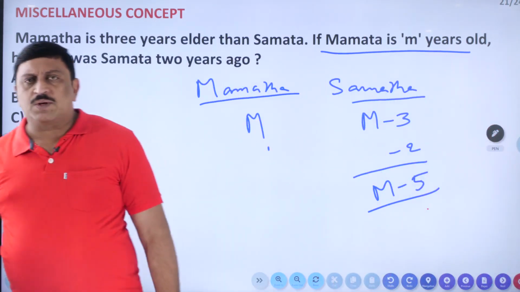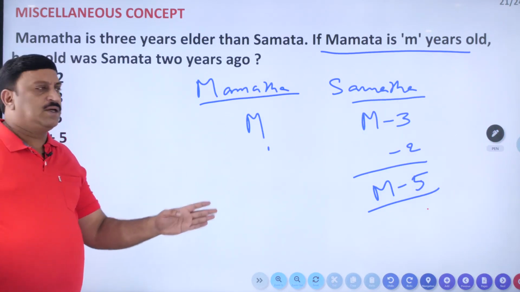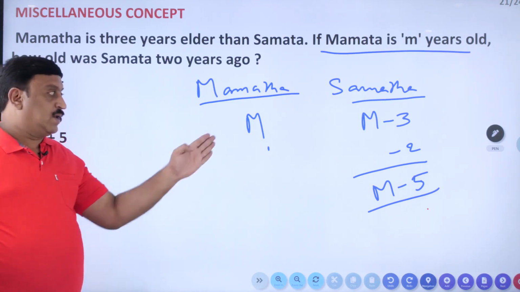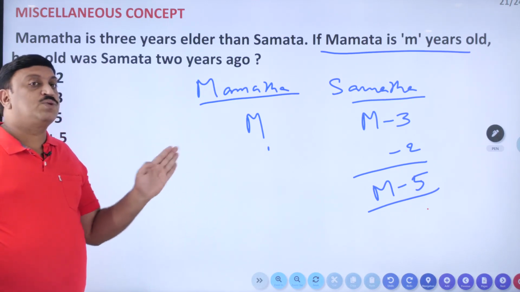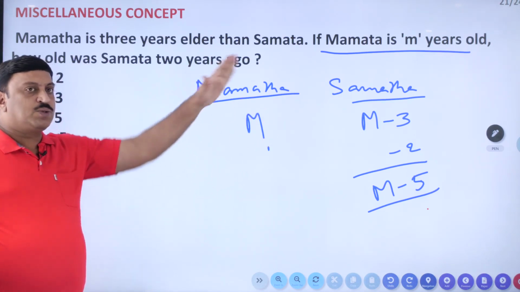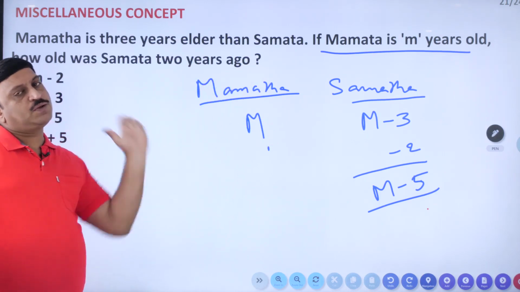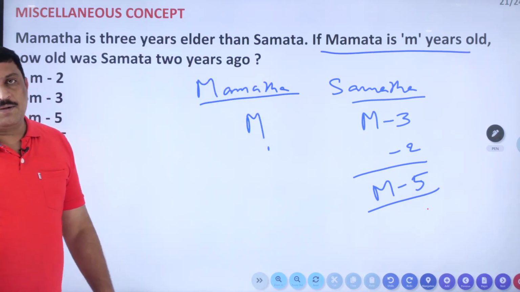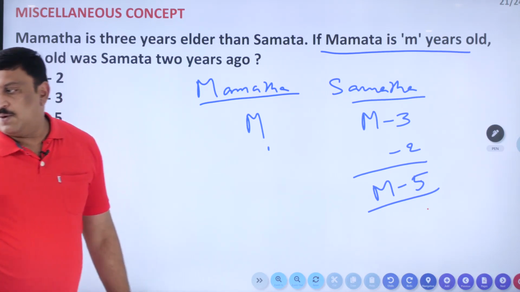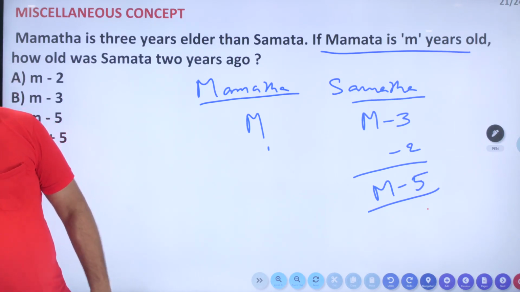So if you go with the equations, you will get it wrong. Samata S is equal to M plus 3, or sorry, Mamata is M, so S is equal to M minus 3. S minus 2 is equal to M minus 3 minus 2. That minus 2 you will shift to that side, and then you will get wrong answers. So this is another model we have to keep in mind, right?